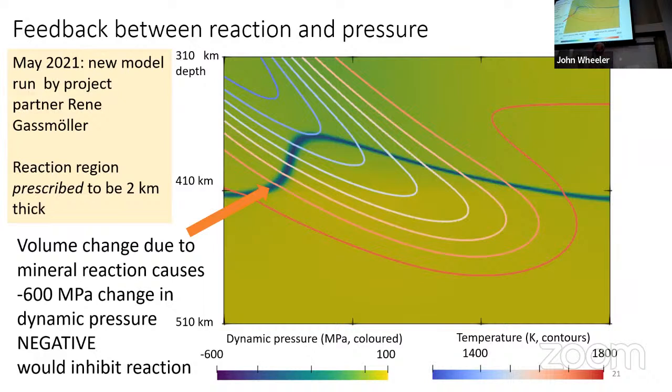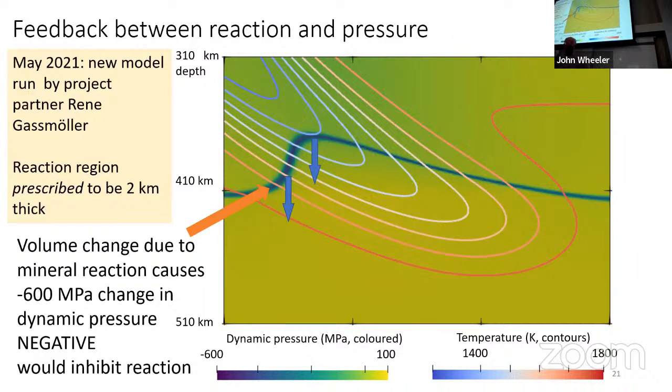But hang on a minute. If we've dropped the pressure, the reaction shouldn't be happening at all. If you look at that pressure there, that pressure would predict that the reaction should be happening much deeper. But the trouble is, we've already told the model where the reaction should be happening. So you notice I use the word prescribed here. So it's not internally consistent, but no model today ever has been.